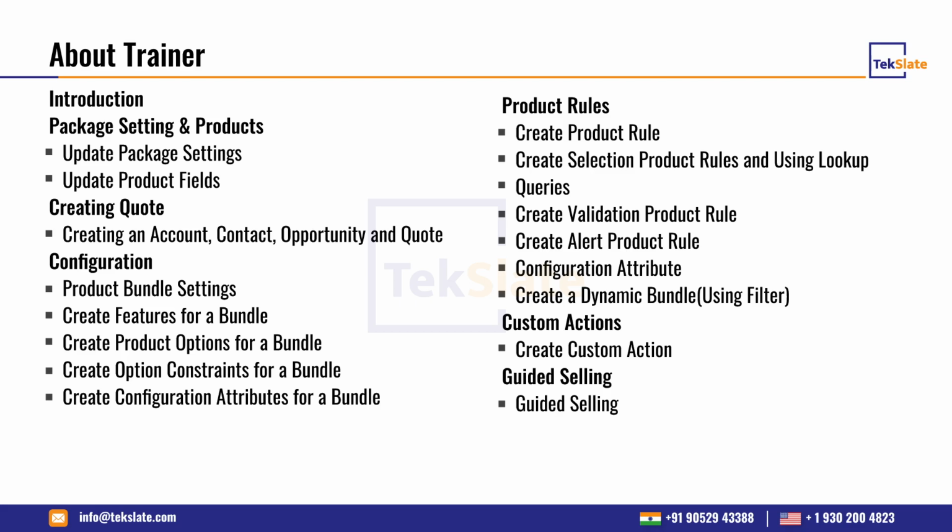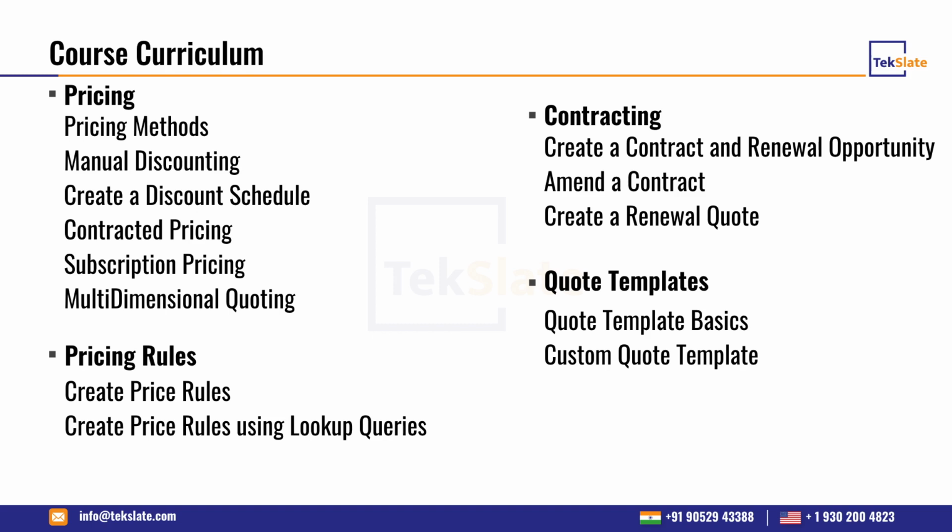The second is package setting and product creation. I'll be explaining what a product is, everything in the second module. The third module is how to create a quote, the fourth is configuration, the fifth is product tool, the sixth is custom action, the seventh is guided selling, and then pricing, contracting, and quoting. All these are the topics we are going to see in this particular course.